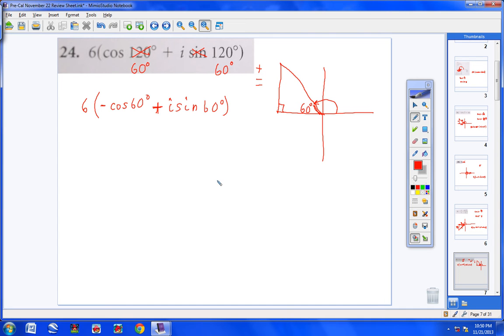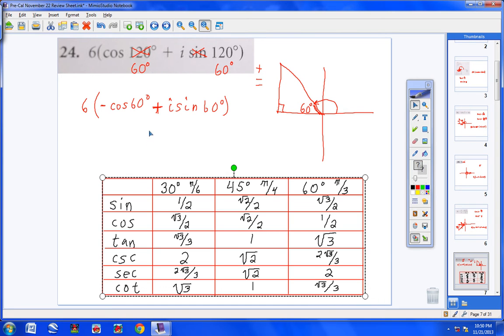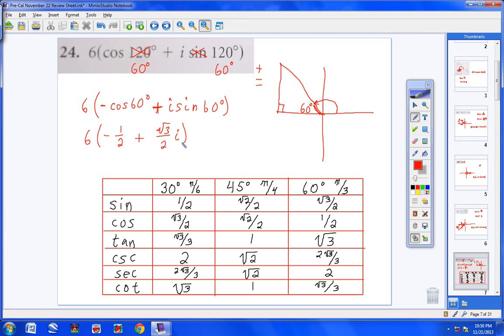And now we can do this very quickly. Here's our table. What is the cosine of 60? Well, the cosine of 60 is 1/2. So I have 6 parentheses negative 1/2. What is the sine of 60? Well, the sine of 60 is square root of 3 over 2. So square root of 3 over 2. Don't forget your i. Okay?